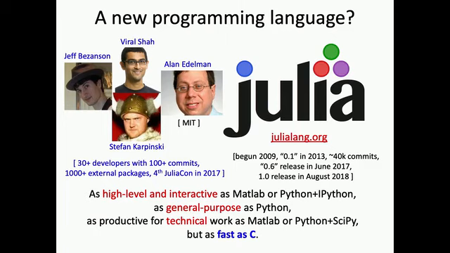A few years ago, starting in Alan Edelman's group at MIT, there was a proposal for a new language called Julia, which tries to be as high level and interactive, as dynamically typed, as MATLAB or Python, a general purpose language very productive for technical work, really oriented towards scientific numerical computing. But you can write a loop and write low-level code that's as fast as C. That was the goal. The first release was in 2013, so it's a pretty young language. The 1.0 release was in August of this year.